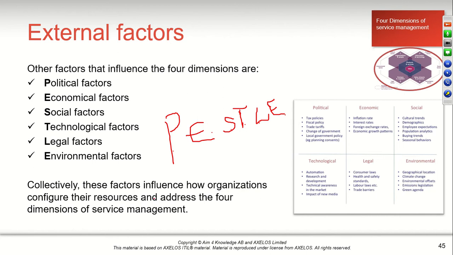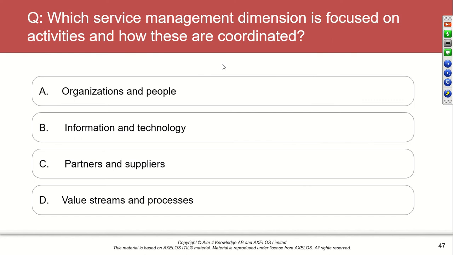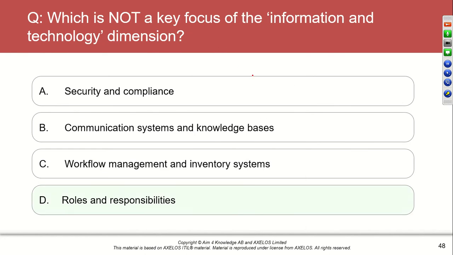And we mentioned that all these factors, okay, collectively influence how an organization can configure their resources. They influence how an organization can address the four dimensions of services. These factors influence how you can configure your resources, and now you can also address the four dimensions that we have mentioned. Okay, and then we also talk about the next lesson.